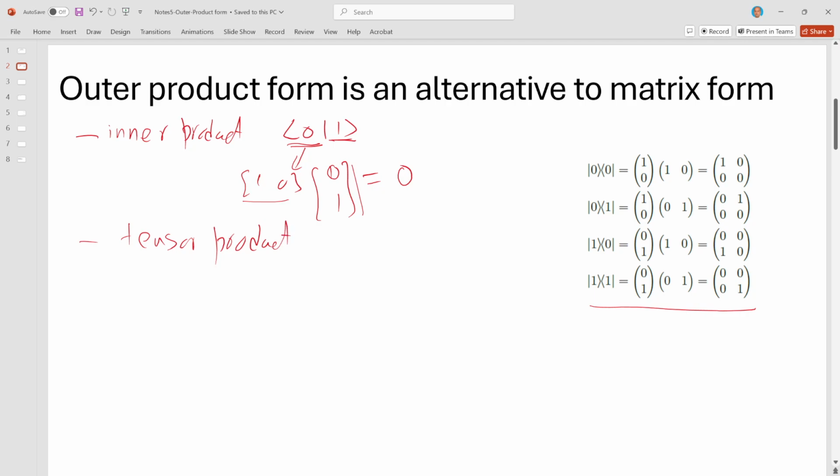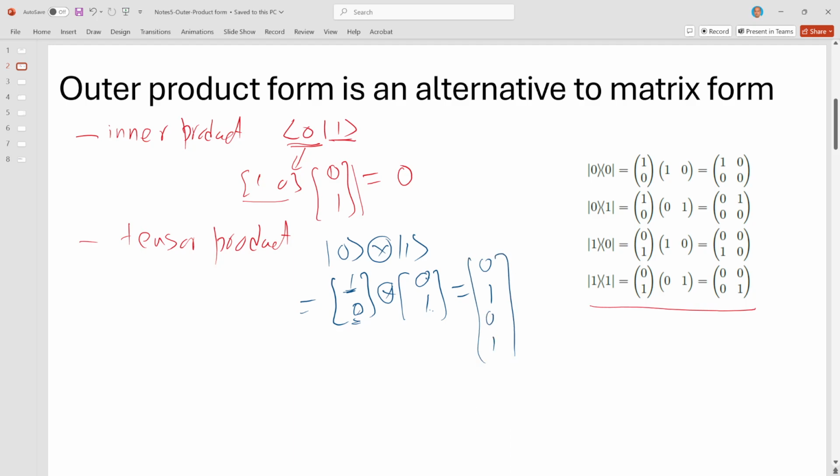which increases the size of matrices. For example, let's say we have this matrix, suppose 0 tensor 1. So this I can write as (1 0) tensor (0 1), and then this 1 multiplies both entries (0 1), and then this 0 multiplies both entries (0 1), and we get this matrix.